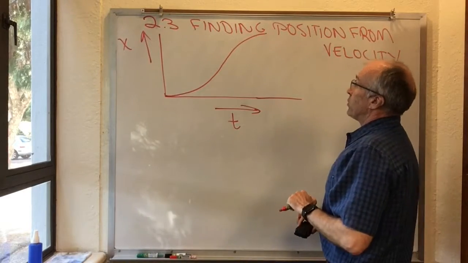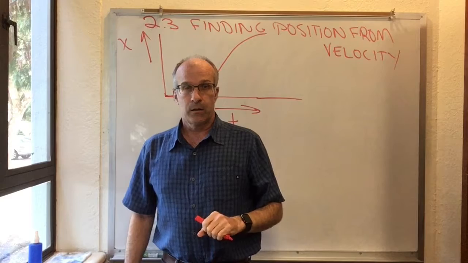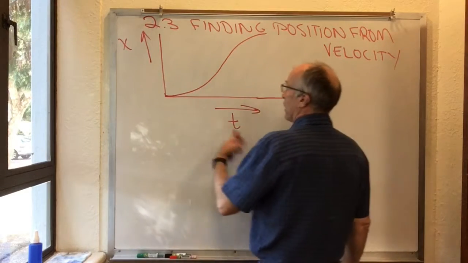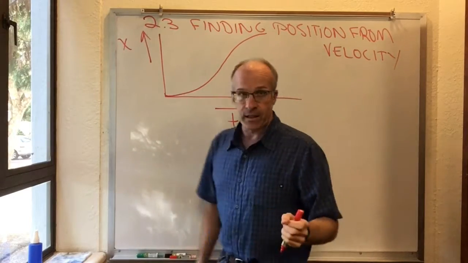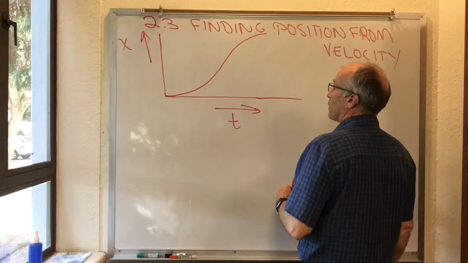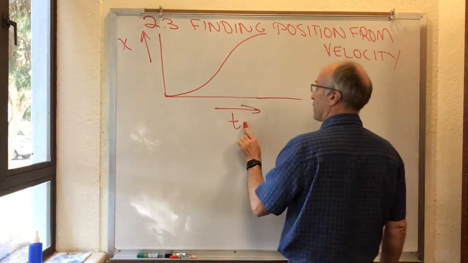This is Knight section 2.3, finding position from velocity. Let's just flip back to 2.2 for a moment. In 2.2, we found velocity from position. And the way we did that was we took a graph of position as a function of time.